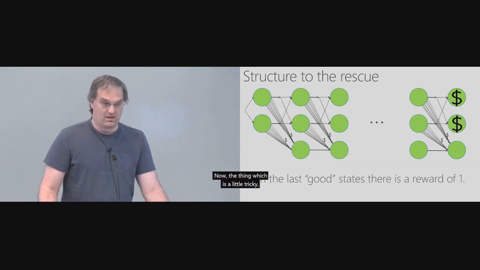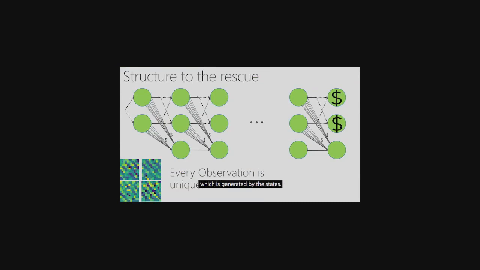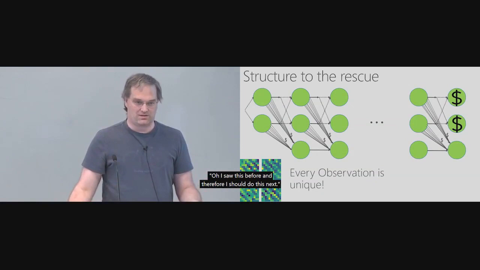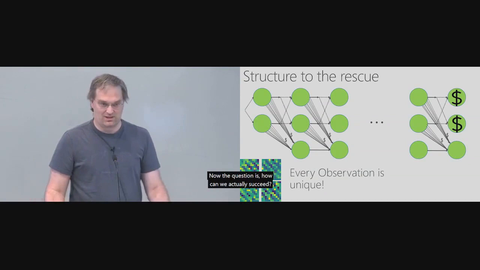Now the thing which is a little tricky, the extra twist, is that I'm not going to tell you the states. Instead, I'm going to have an observation which is generated by the states. All of these four observations come from the same state. It's a stochastic process. It's fairly complex in terms of what is actually observed. You never observe the same thing twice, so you can never reason based upon, oh, I saw this before, and therefore I should do this next. So that completely breaks the E cubed algorithm, in all of its derivative sense. And now the question is, how can we actually succeed?